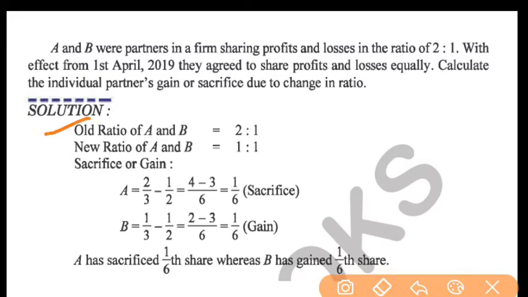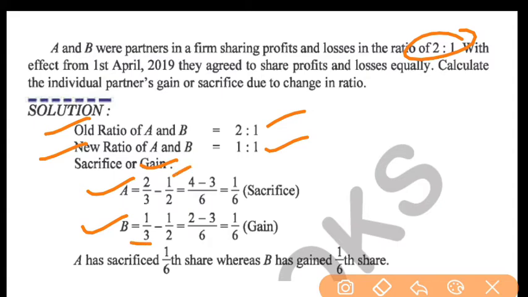First of all, we write old ratio. Old ratio of A and B was 2:1. New ratio of A and B is 1:1. Whenever we have to calculate gaining or sacrificing ratio, the formula will be old ratio minus new ratio. If the answer is positive, it will be called sacrificing ratio, and if the answer is negative, it will be known as gaining ratio. Old ratio 2/3, 1/3. New ratio 1/2, 1/2.